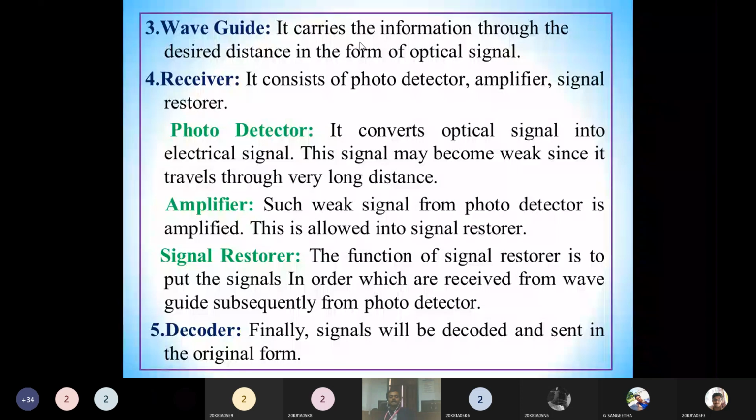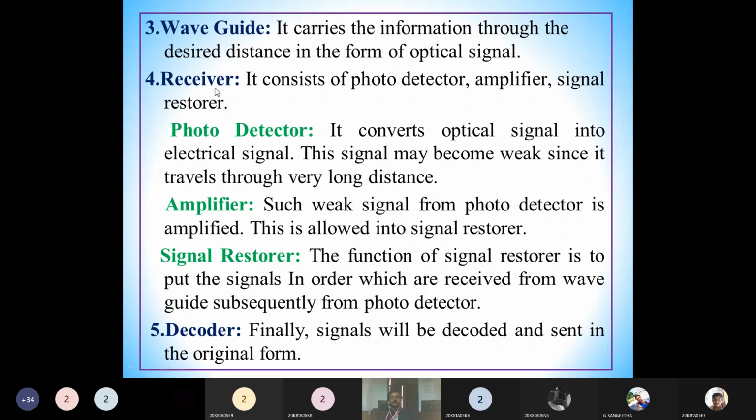So what is the use of the waveguide? It carries the information through the desired distance in the form of optical signals. How much distance do we want to transmit? This optical waveguide is nothing but optical fiber. Here it carries the information through the desired distance, in the form of optical signals.